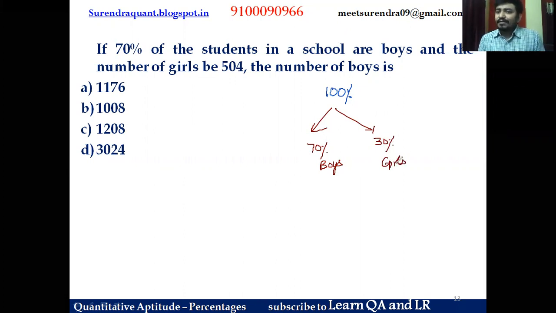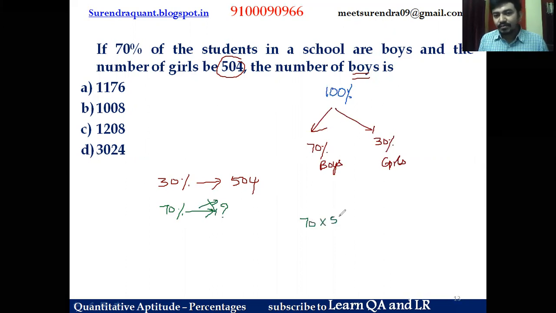Friends, in terms of percentage, the number of girls is 30%, and in terms of numbers, the girls are 504. What do you mean by this? This 30% is equal to that 504, right? So if 30% is 504 girls, what is our job? Our job is to find out the number of boys. So the number of boys is 70%, right? Then 70% is what? If you do the simple cross multiplication, 70 into 504 by 30.